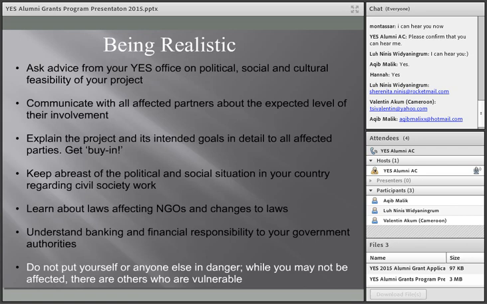You need to be aware of the political and social situations in your country. In many of our countries, civil society work, what we call community service, what we are calling sometimes volunteerism, is seen as political activism, and it can be seen by authorities as something that is a national or local security issue. So learn about those laws affecting NGOs.